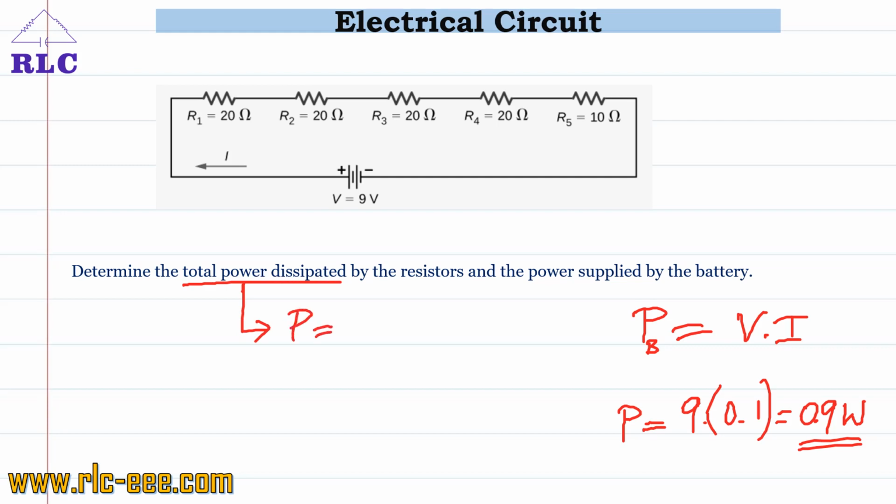What is the formula? P is equal to I square R, right? That is I square into R equivalent. Substitute the values. 0.1 whole square into R equivalent, which is 90 ohms. You will get P total is equal to 0.9 watts. Both are the same.